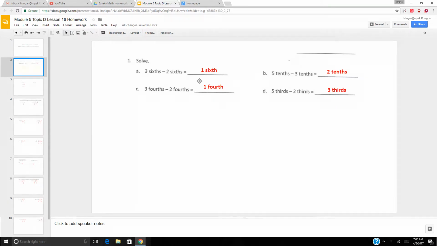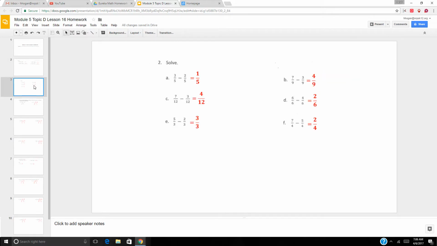So first we're going to subtract with units. So it's basically 3 minus 2, which is 1, and they're at sixths. So 3 sixths minus 2 sixths is 1 sixth. Then we have tenths. 5 tenths minus 3 tenths. Well, 5 minus 3 is 2, and they're in tenths, so 2 tenths. 3 fourths minus 2 fourths. Well, 3 minus 2 is 1, and they're fourths, so 1 fourth. 5 thirds minus 2 thirds. 5 minus 2 is 3, so it's 3 thirds, or 1.